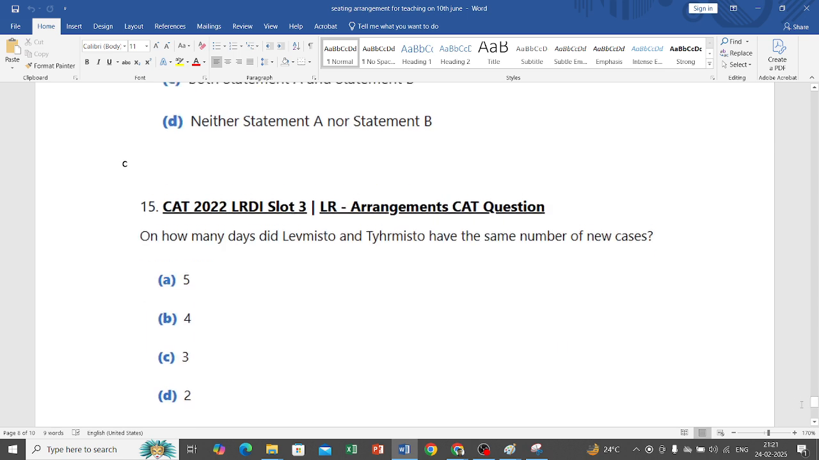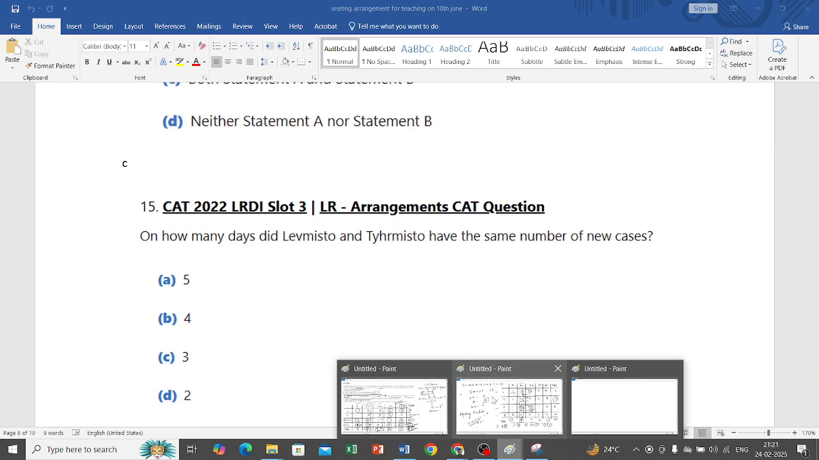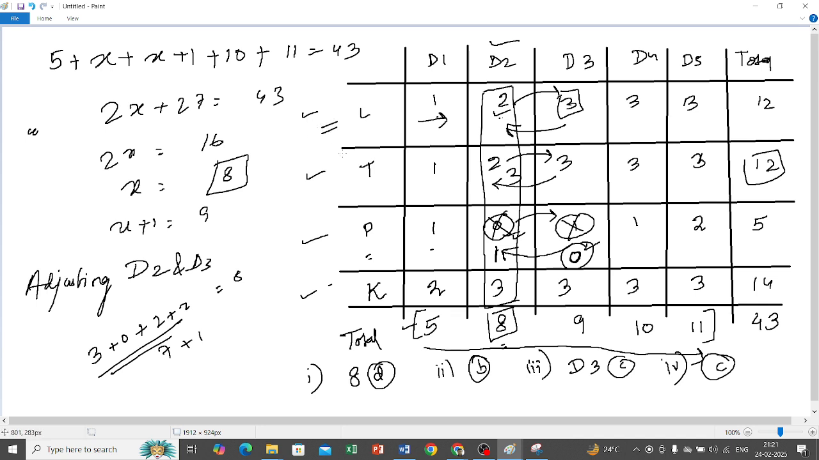Okay. On how many days did L and T have the same number of new cases? L and T, same number of new cases. You see, both of them have the same number of new cases on all the days, all 5 days. So answer is A. Did you understand this? All the questions?